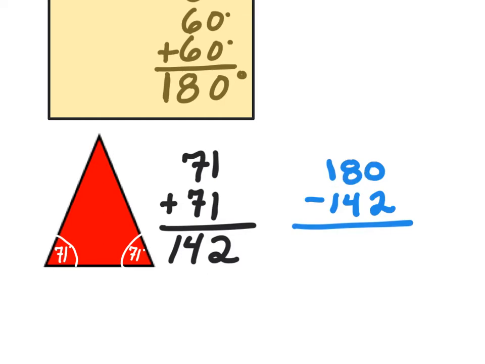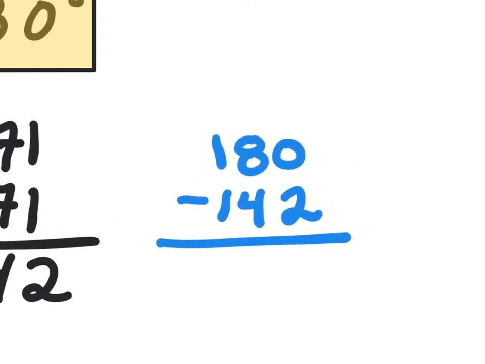I've got some trouble coming, don't I? Because I cannot take 0 and subtract 1 from it. Scratch that, back it up. I cannot take 0 and subtract 2 from it. So what I'm going to do is borrow from this 8, turn that 8 into a 7, and turn this 0 into a 10. And now I'm good to go.